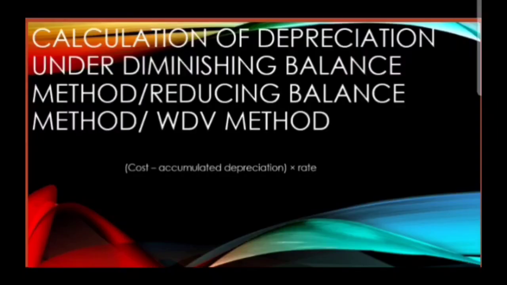Calculation of depreciation under diminishing balance method, reducing balance method, or written down value method. These are all the same, but by WDV, written down value, you must know that it is another name for the book value. So coming to the formula: cost minus accumulated depreciation, meaning book value, multiplied by rate. Now let's have a look at its calculation.